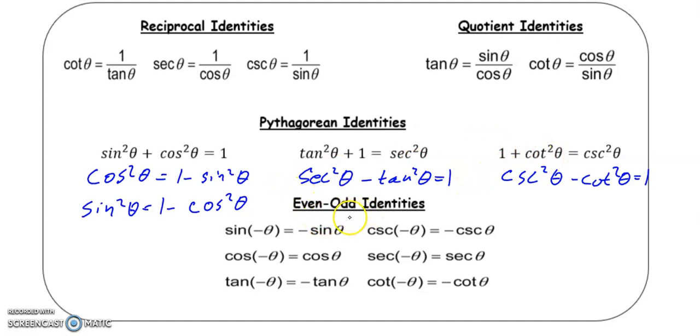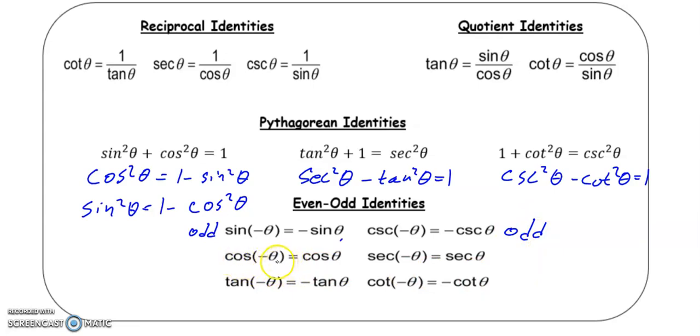Now these even and odd identities: all this means is, in this one, sine of negative theta equals negative sine theta. If you plug a negative value into the sine function, the entire value of the function is negative. Plug in a negative, what I get out is a negative. That means this is an odd function. Cosecant is also odd because it's the reciprocal of sine. I plug in a negative value, I get out a negative value. That's an odd function.